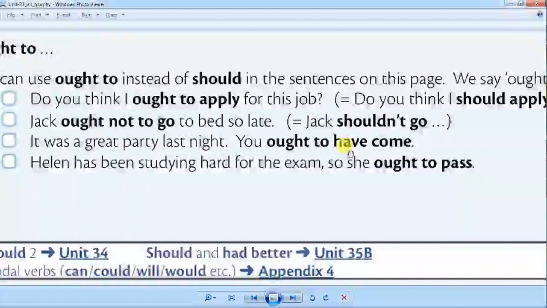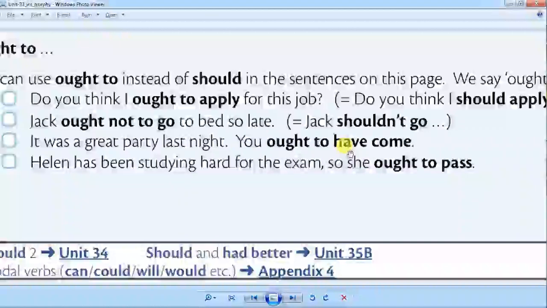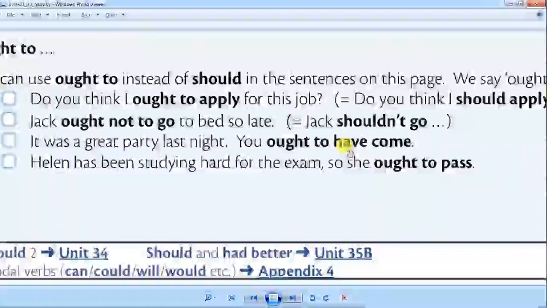I should never come. Sir, have you ever regretted something like? Should have.